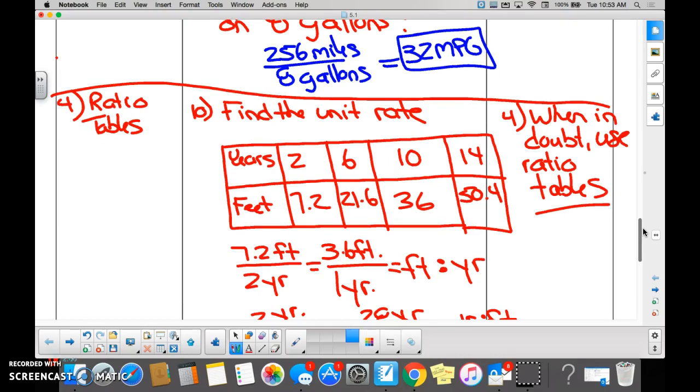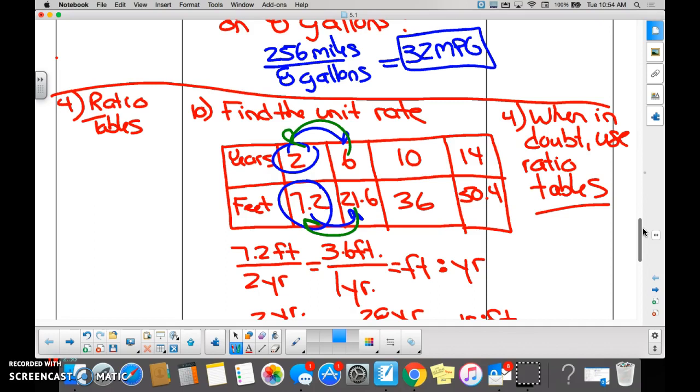So how do you get from 2 years to 6 years? Times 3. How do you get from 7.2 to 21.6 feet? Times 3. So if they're proportionate, you're going to multiply the top number of your ratio, because this is like a fraction, and the bottom number of your ratio by the same number. Okay, we didn't talk about this, but to go from 6 to 2, how do you do that? How do you go from 21.6 to 7.2? Divide by 3. So again, proportionate ratios can be multiplied or divided by the same number.